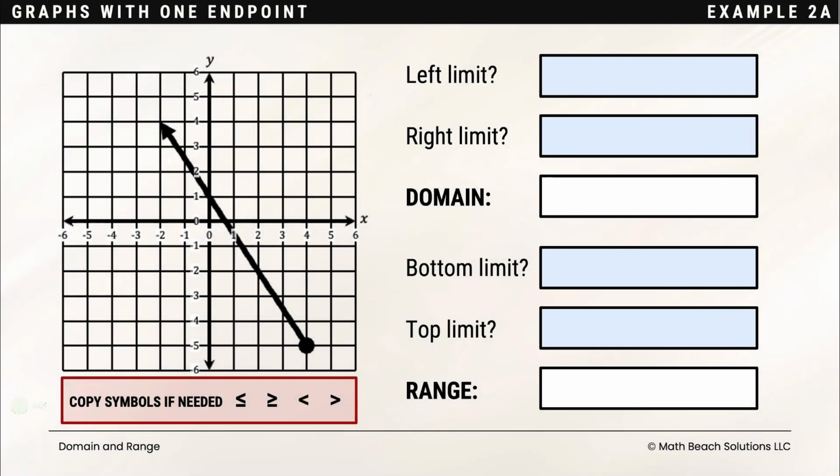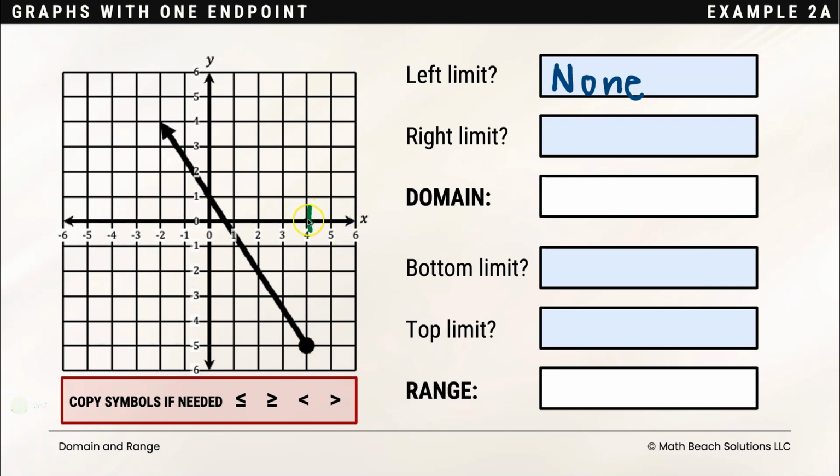Let's look at 3 graphs that each have one endpoint, and let's examine the graph to determine its domain and range. Does this line have a limit to the left? No, it does not. It's going to continue to the left indefinitely, so none. Does it have a limit to the right?